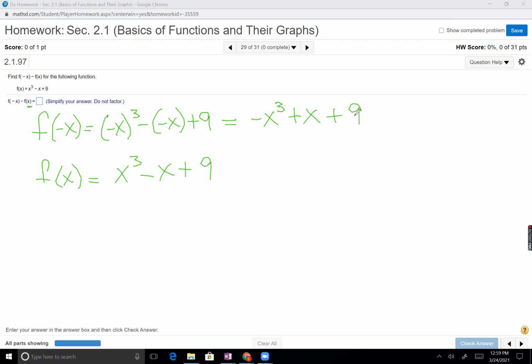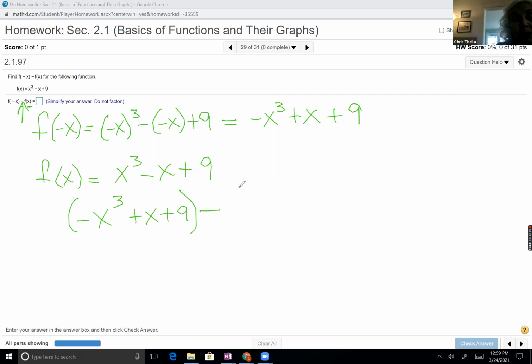Yeah. Now all we're going to do is subtract those two. It'll be f of negative x, which is the negative x cubed plus x plus 9, minus f of x, which is the x cubed minus x plus 9. And you're just going to go through and subtract them. All right, I'm going to leave the subtraction for you guys.